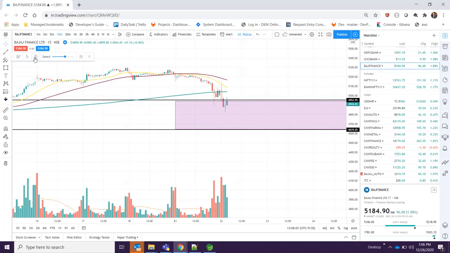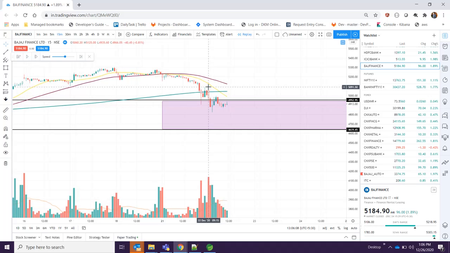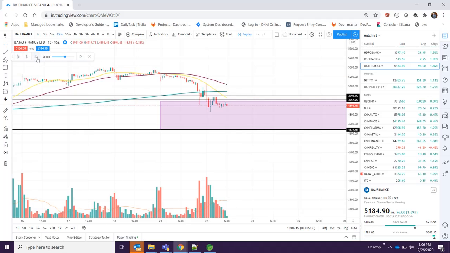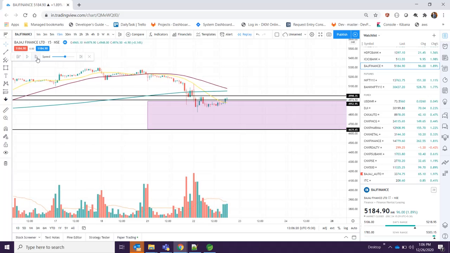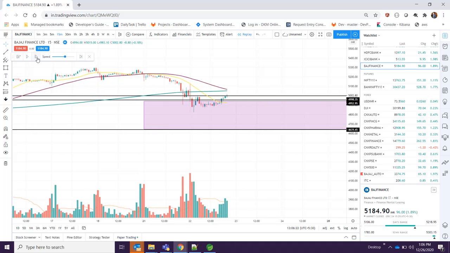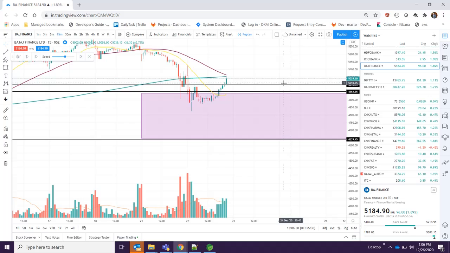So if you mark this resistance point here, now you will wait for the W pattern getting formed. So we can see that this has come out of this W pattern. If I enlarge this, you can clearly see this is a W pattern from the demand zone. So this is a very high probability trade, friends. So we have to take such entries.